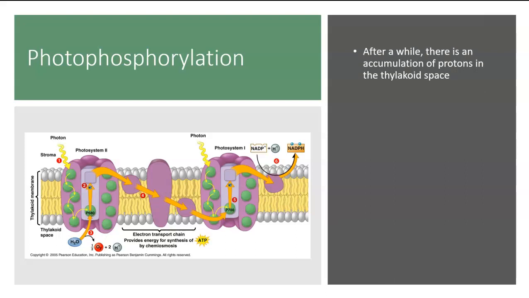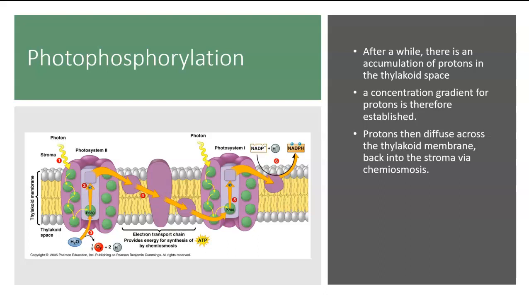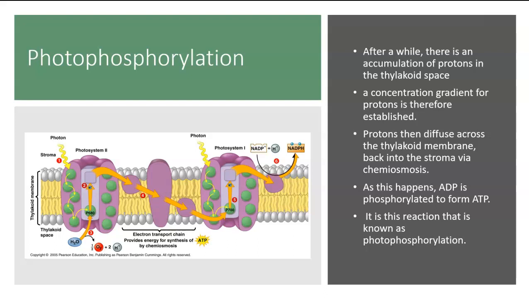After a while, there is an accumulation of protons in the thylakoid space. A concentration gradient for protons is therefore established. Protons then diffuse across the thylakoid membrane back into the stroma via chemiosmosis. As this happens, ADP is phosphorylated to form ATP. It is this reaction that is known as photophosphorylation. So we've heard about photophosphorylation before, and this is what it's all about.